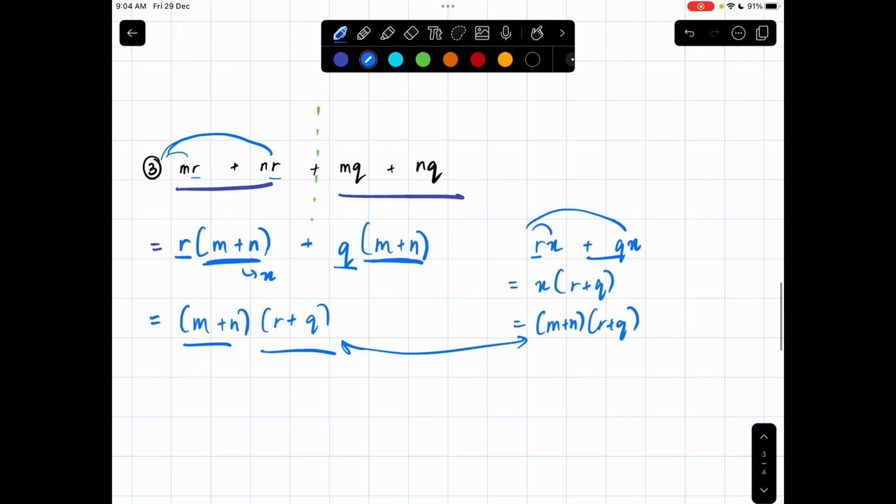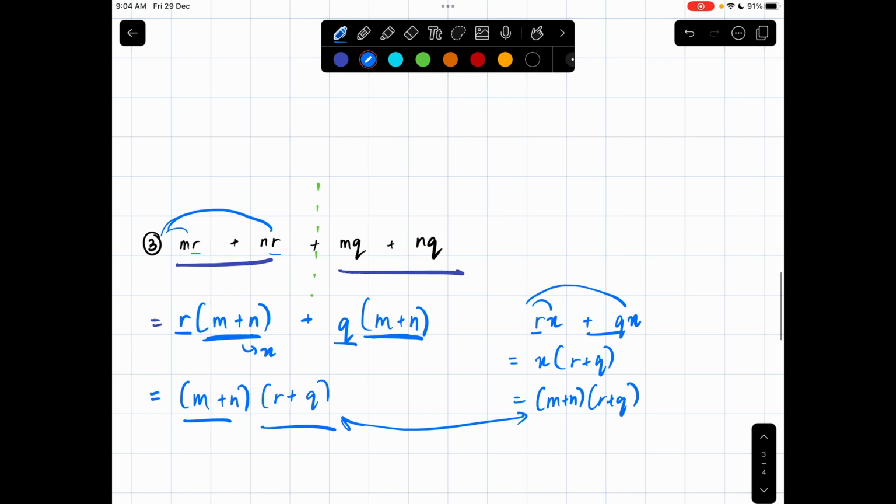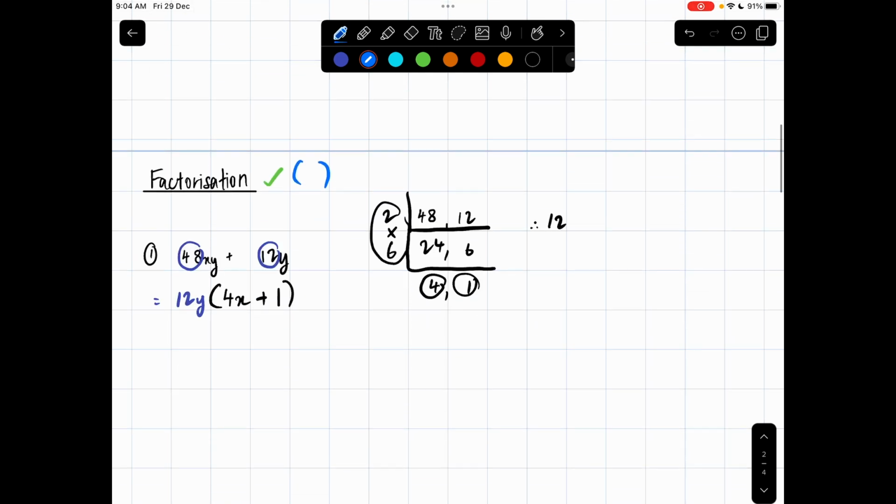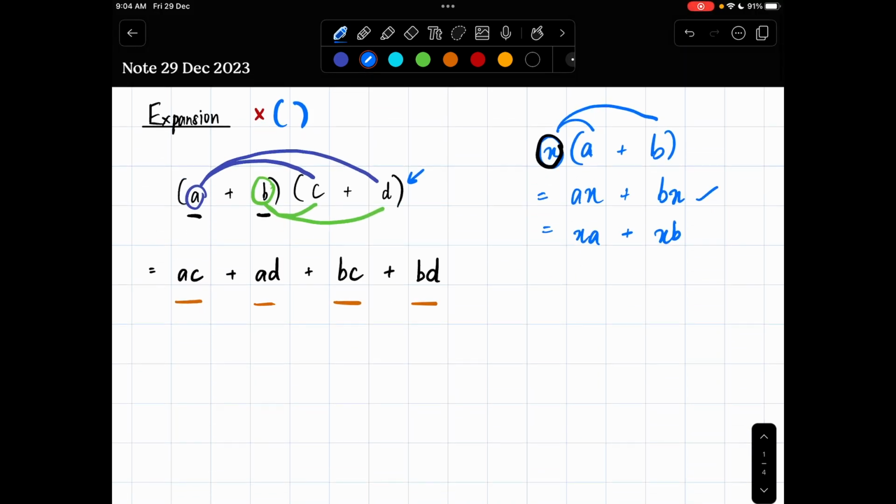So that brings us to the conclusion of the video. We have three methods and a fourth method including expansion.